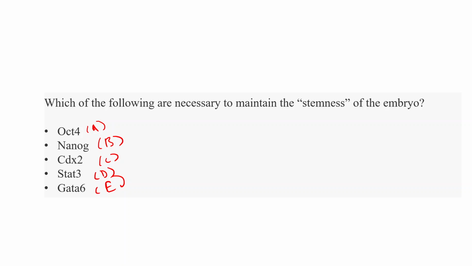So why are CDX2 and GATA6 not involved? Why are they not involved in stemness? Basically, CDX2 and GATA6, they are differentiation factors. They are not for stemness. They are not required for pluripotency or stemness. CDX2 is required for promoting trophectoderm fate. Okay, and GATA6 is required for promoting primitive endoderm differentiation. So they are not the factors which are required for maintaining the stemness of the embryo. Okay.